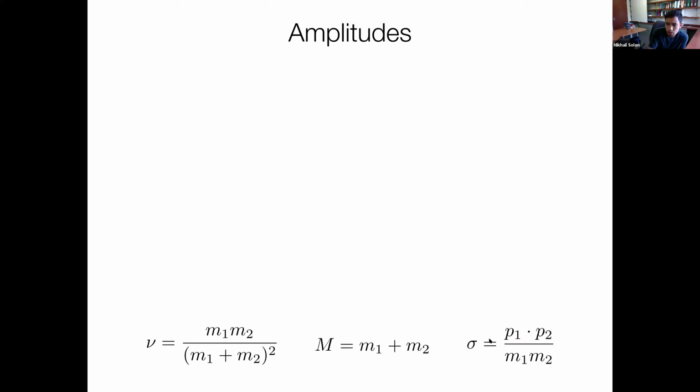So in the results I'm going to show you, these are functions of nu, which is just the symmetric mass ratio, capital M, which is the total mass, and sigma, which is the dot product of the 4-momentum of particle 1 and particle 2 normalized by their masses.